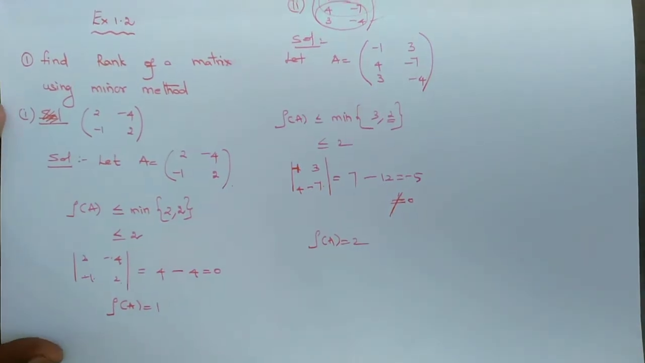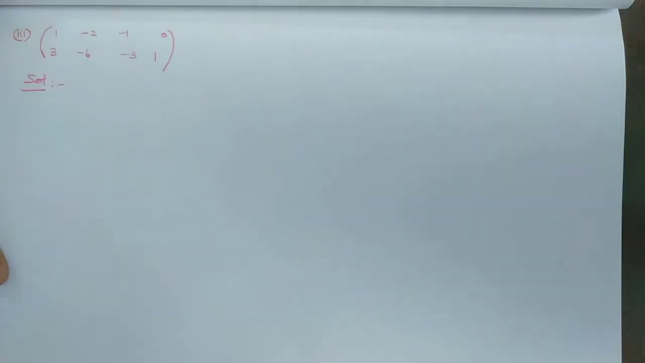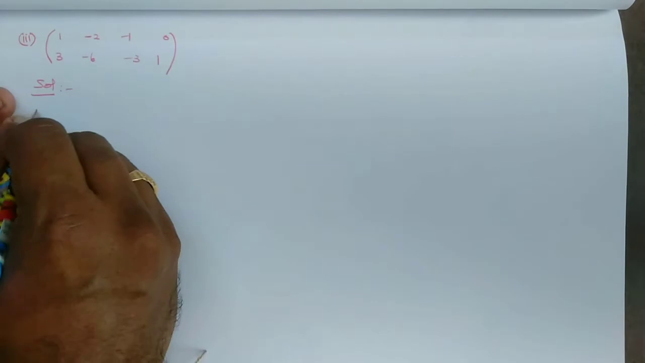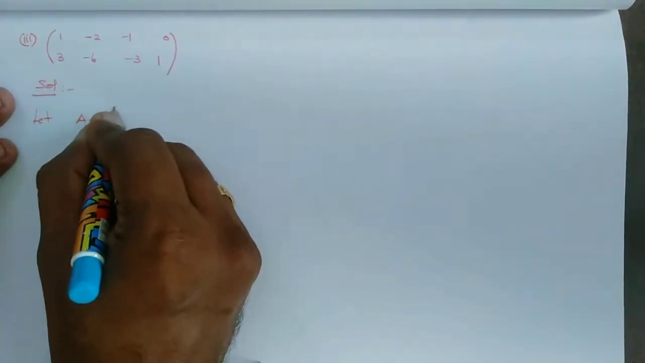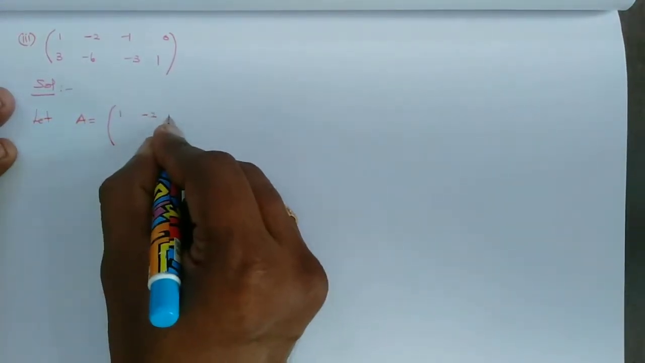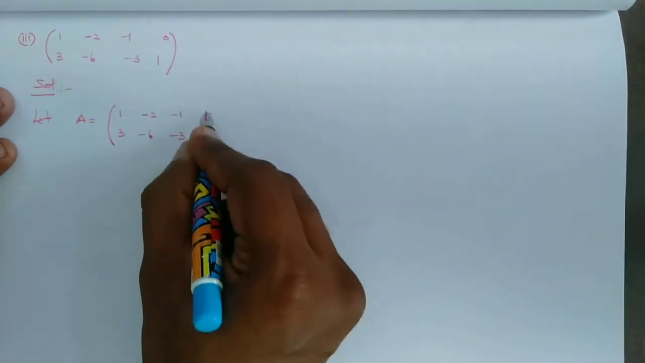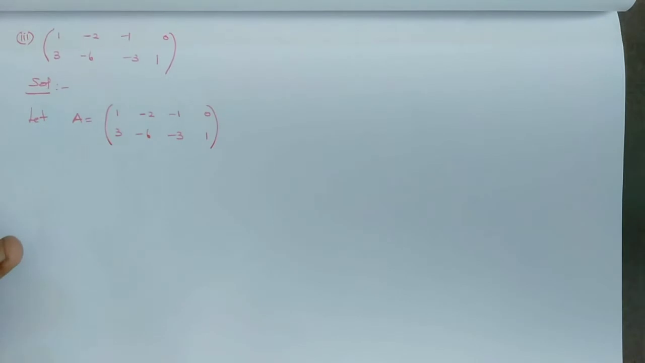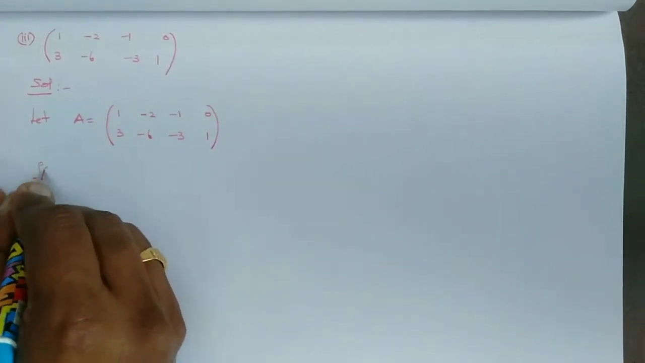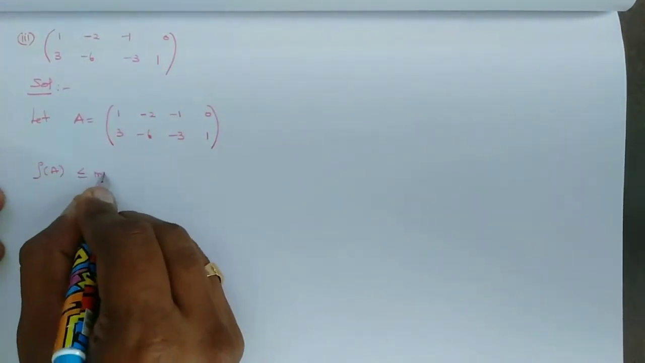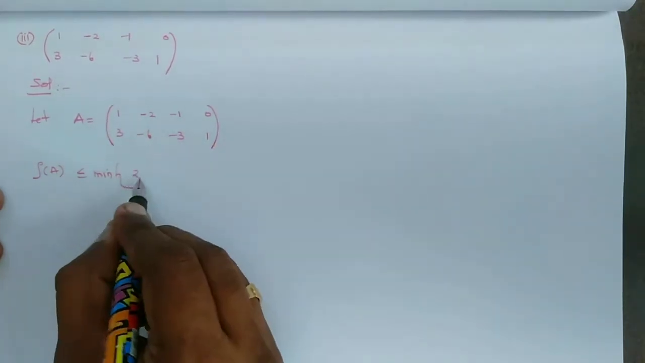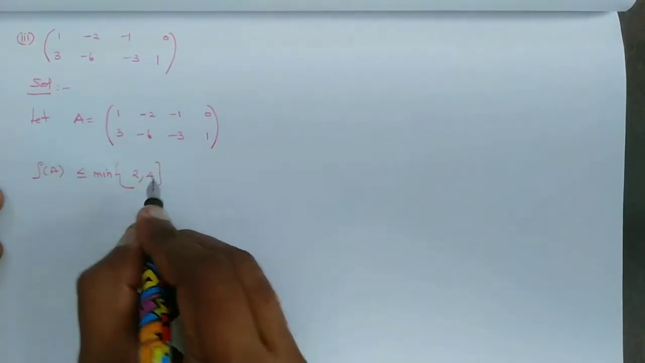Now we move towards the third subdivision. Let A be the matrix with rows 1, minus 2, minus 1, 0 and 3, minus 6, minus 3, 1. So I am going to take the rank of A. Rank of A is less than or equal to the minimum of how many rows? 2 rows. How many columns? 4 columns. 2 comma 4.